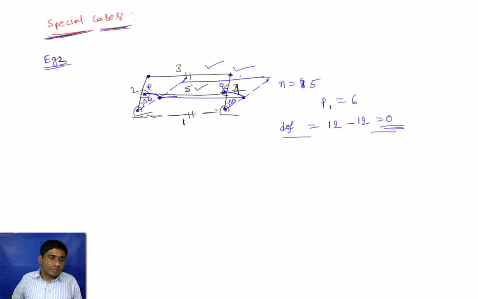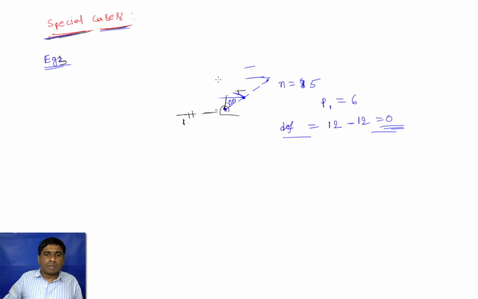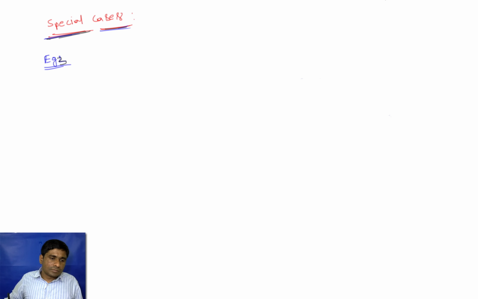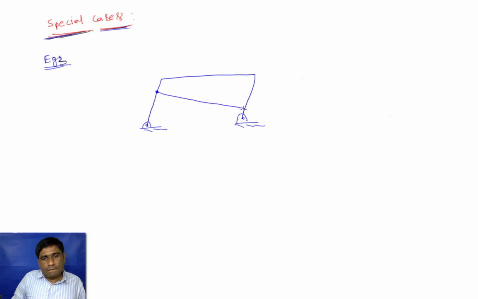For example, in the same case, if I join the mechanism, or if I use the link in another way, like this. So if I join the link like this, here in the previous case the link is joined from midpoint to midpoint, but here this is from here to here. So in this case what happened? In this case degree of freedom equal to 0, because it becomes a structure.